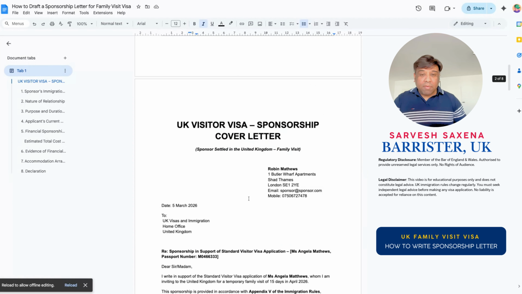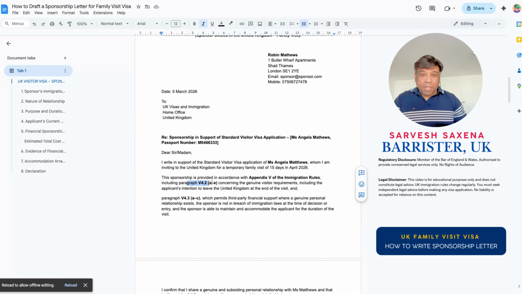So here I have written that I'm coming for these purposes, including the applicant's intention to leave the UK at the end of the visit. Paragraph V4.3 A to C, which I showed you on the top, permits third party financial support where a genuine personal relationship exists, the sponsor is not in breach of immigration laws or entry, and the sponsor is able to maintain and accommodate the applicant for the duration.